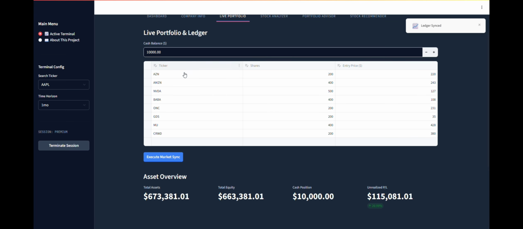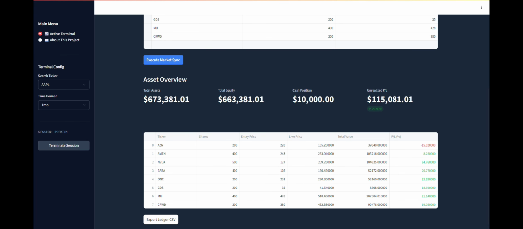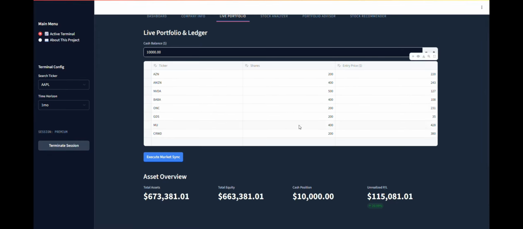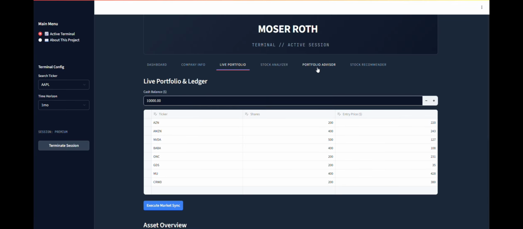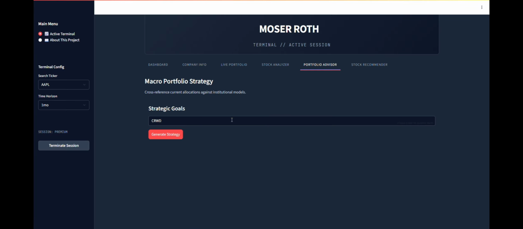So over here, you can see that we already have all the portfolio calculations done: our assets, profit and loss based on the live price, entry price, and shares that we have put into it. Now let's get to the interesting part. Let's get into the portfolio advisor part.